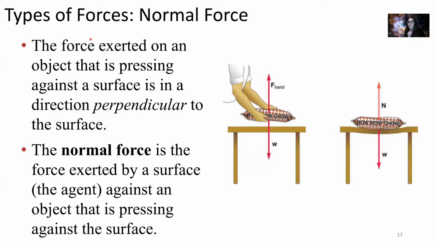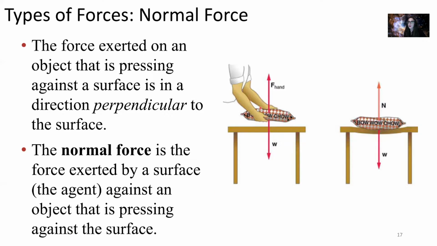And the final force we're going to talk about today is called the normal force. Normal doesn't mean, in this case, average or usual. Normal here means perpendicular, 90 degrees with respect to a surface. The normal force is the force exerted by a surface against an object that is pressing against the surface.